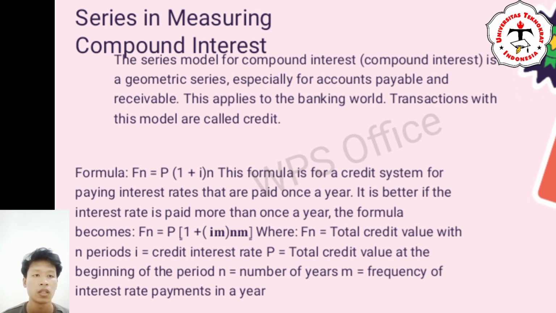It is better if the interest rate is paid more than once a year. The formula becomes Vn equals P times 1 plus i over m to the power nm, where Vn is the total credit value with n periods, i is the credit interest rate, P is the total credit value at the beginning of the period, n is the number of years, and m is the frequency of interest rate payment in a year.